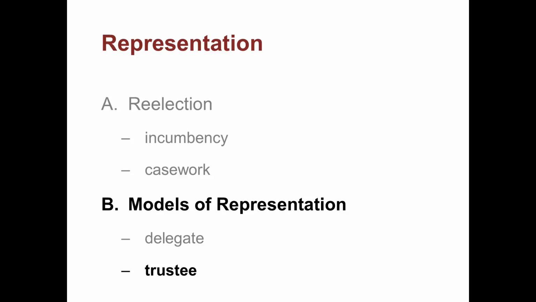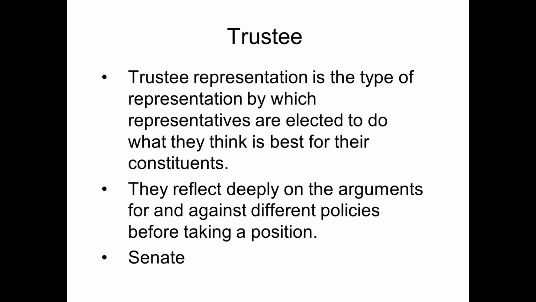The other major model of representation is called the trustee model, and this is more accurately a characterization of those in the Senate. Recall that senators serve terms that last 6 years, as opposed to the House, where they're reelected every 2 years. So the trustee model implies that those who go into Washington, D.C., in the Senate are not there just to merely regurgitate what the people in their district want. They're there to be a trustee for them.